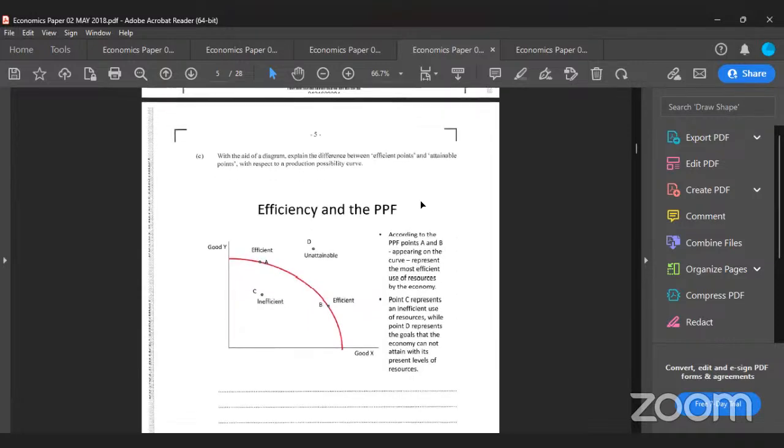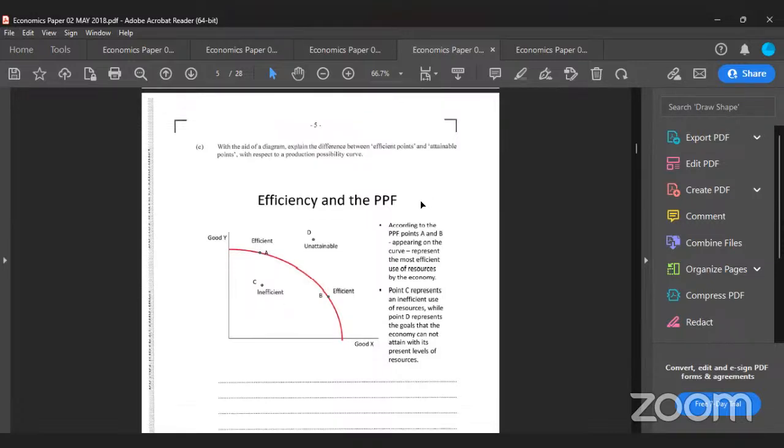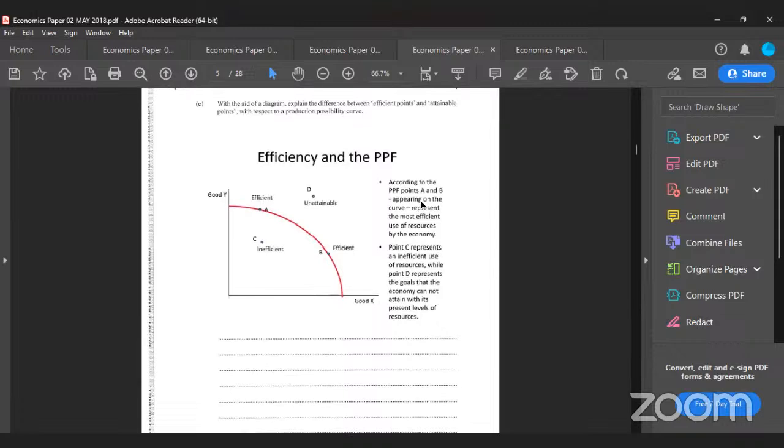Part C says, with the aid of a diagram, explain the difference between efficient points and attainable points with respect to a production possibility curve. It's right here, really and truly. So when we're on the line, we are efficient, right? When we're below the line, we understand that we are inefficient. When we are above the line, we know that it is unattainable given the current resources in the economy.